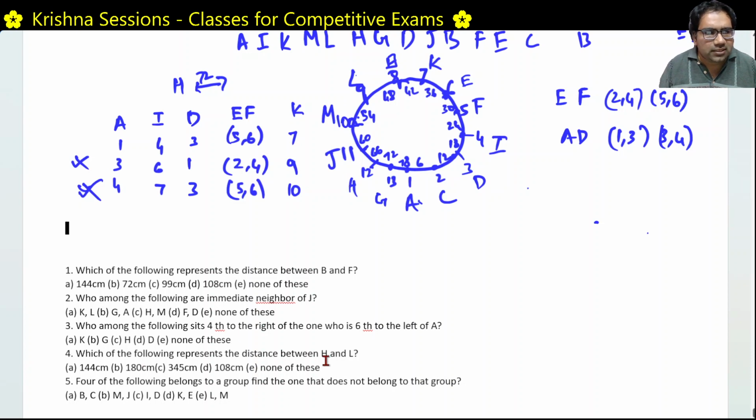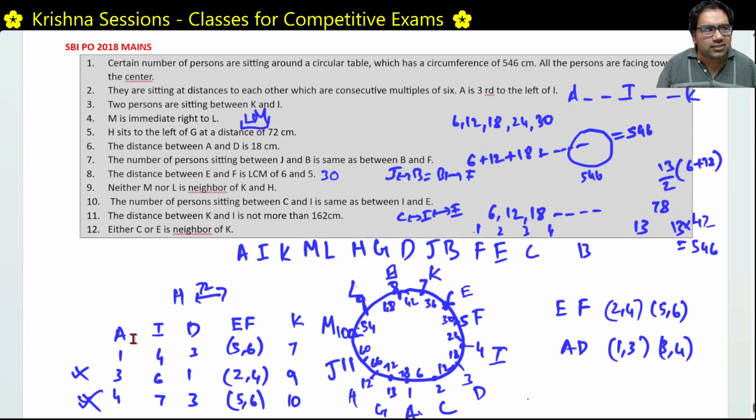Which of the following represents the distance between H and L? Here is H, H and L. H and L is 66 plus 60 plus 54. Right, 66 plus 60 plus 54. This is equal to 180. Four of the following belong to a group. Find the one that doesn't belong to the group. BC. Okay. MJ. MJ are next to each other. ID. ID are also next to each other. KE. KE also next to each other. LM. LM also next to each other. BC are not. So that is the answer.